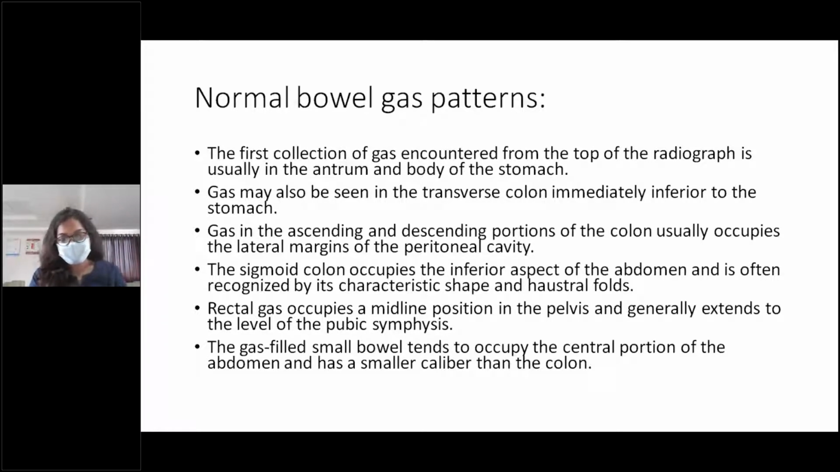and haustral folds. The rectal gas occupies a midline position in the pelvis and generally extends to the level of the pubic symphysis. The gas-filled small bowel tends to occupy the central portion of the abdomen and has a smaller caliber than the colon. So how do you differentiate whether it is small bowel gas or large bowel gas? That is colon gas. Small bowel is located in the center, and the large bowel, the colon, ascending, transverse, and descending colon, are located at the peripheries. So you can easily identify that.